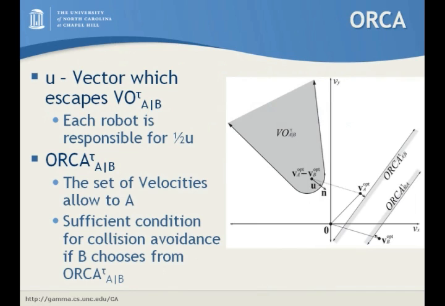To generate ORCA constraints, we first construct the VO between an agent and its neighbor. We find the vector U, which will most quickly resolve the collision. This is the minimal change in velocity needed to avoid the other agent. The ORCA constraint is a linear constraint, which requires an agent to adjust its current velocity by at least one half U. The assumption is that the neighboring agent will resolve the other half of the collision.